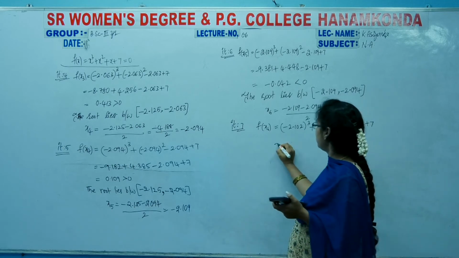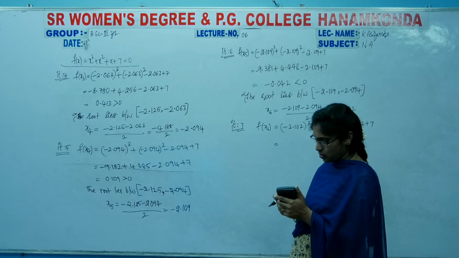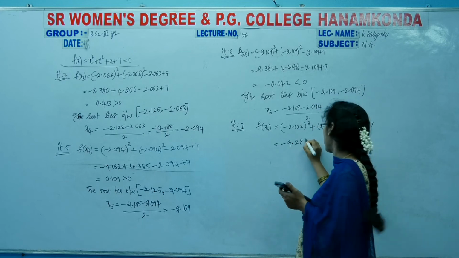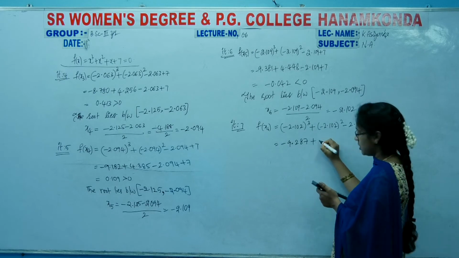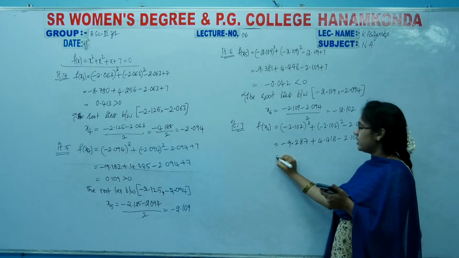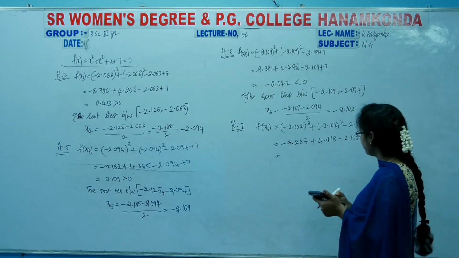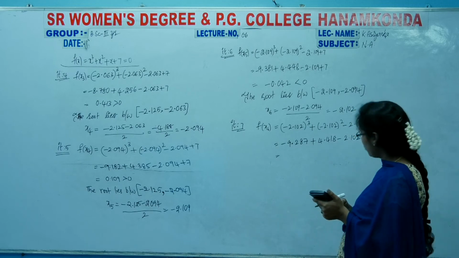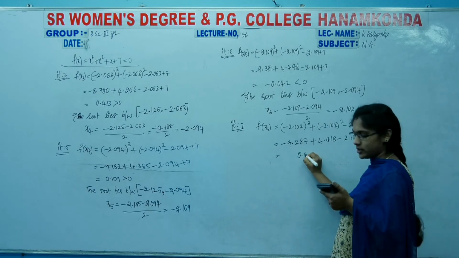So now here, what is the value? Directly I am solving this one. Minus 2.102 whole cube minus 9.2874, I have, so I am taking 7 plus 2.102 square, 4.418, minus 2.102 plus 7. Now just calculate all the values. Minus 9.287 plus 4.418 minus 2.102 plus 7. Now it is 0.029.